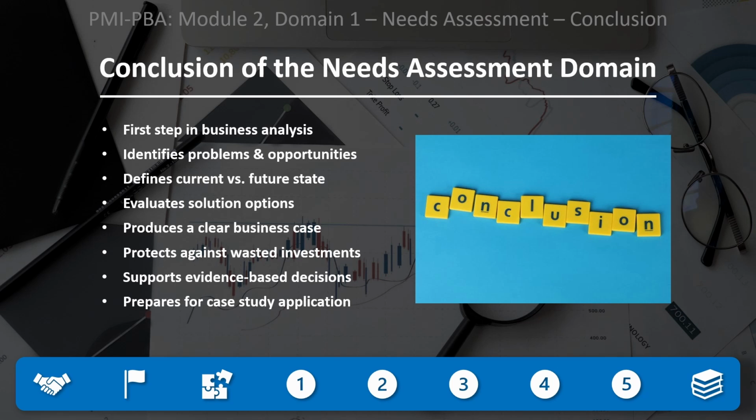In practice, this process protects organizations from wasted investments and misaligned solutions. Whether you're in healthcare, finance, manufacturing, or government, the discipline of needs assessment helps leaders make sound, evidence-based decisions. As we move into the case study, you'll have the chance to apply these concepts, defining the situation, finding the gaps, and recommending solutions that demonstrate value and support executive decision-making.